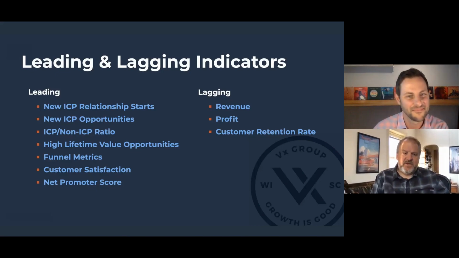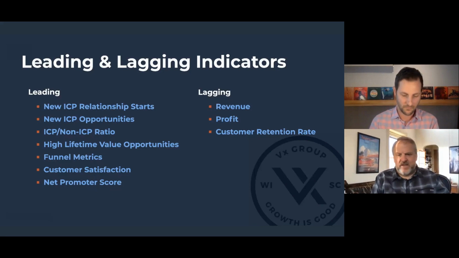Customer satisfaction. Are we checking on a regular basis whether or not our customers are satisfied? And then, a number that a lot of people like to work with is a net promoter score. It does give you some empirical judgment of the strength of your relationships and whether or not your customers and contacts would promote your business to others.